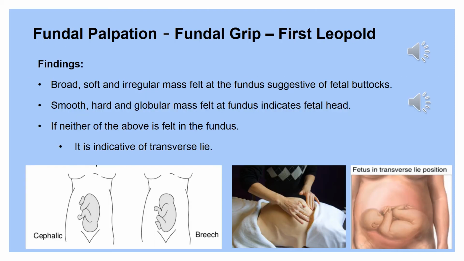The findings of fundal palpation. If you feel a broad, soft and irregular mass at the fundal area, it is the fetal buttocks, whereas if you feel a smooth, hard and globular mass at the fundal area, that is the fetal head. If neither of the above is felt in the fundal area, that can be due to transverse lie. And if you look at the picture given below, it is clear for you.